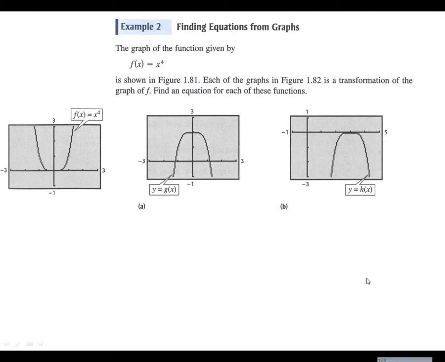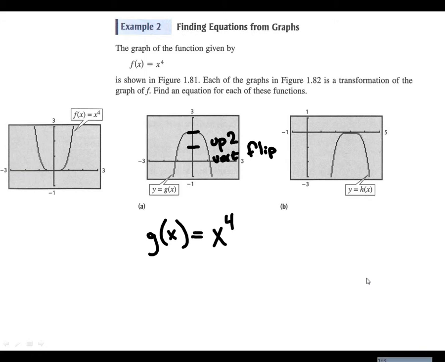The graph of x to the fourth is shown, and we're going to want to find an equation for each of these two functions. So for a, what's happened is we've been moved up 2, and then we have a vertical, we'll call it a flip. So in this situation, how do we write g of x on this one? Well, let's start with our x to the fourth.